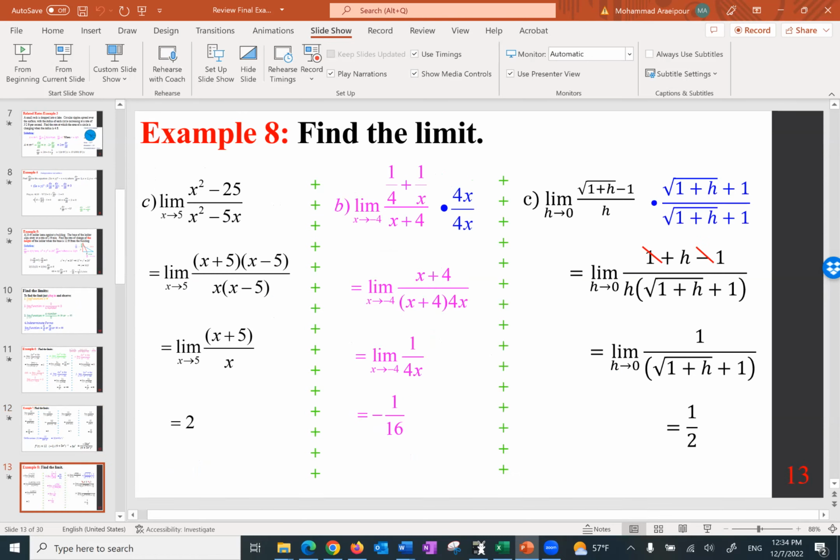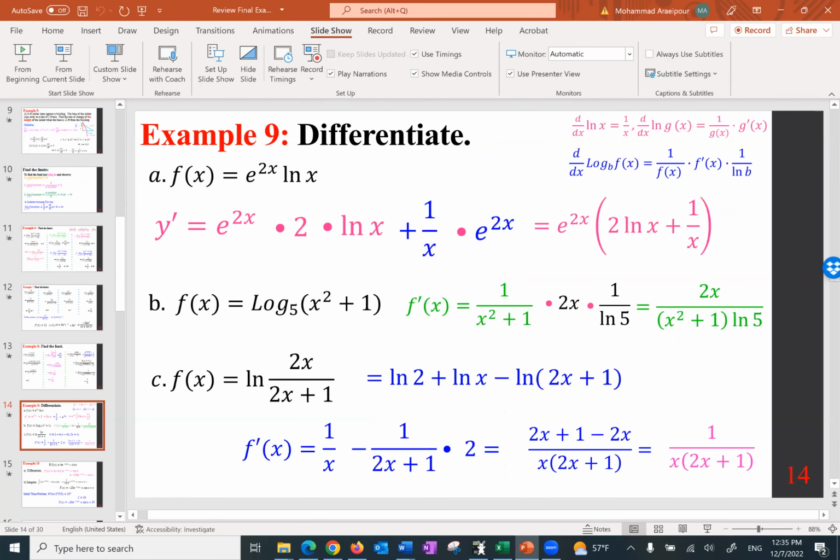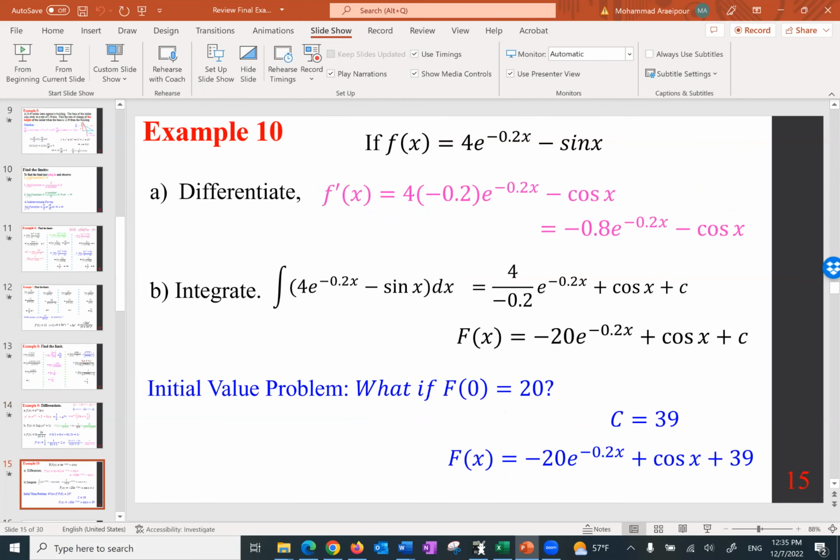All of these cases end up being 0 over 0. The first one requires factoring. The second one is a complex fraction. LCD will do the job, and the last one, conjugate, will do the job. Differentiating logs, it's important to simplify them first and foremost. Meaning, if we can, we decompose the log and then we move on.